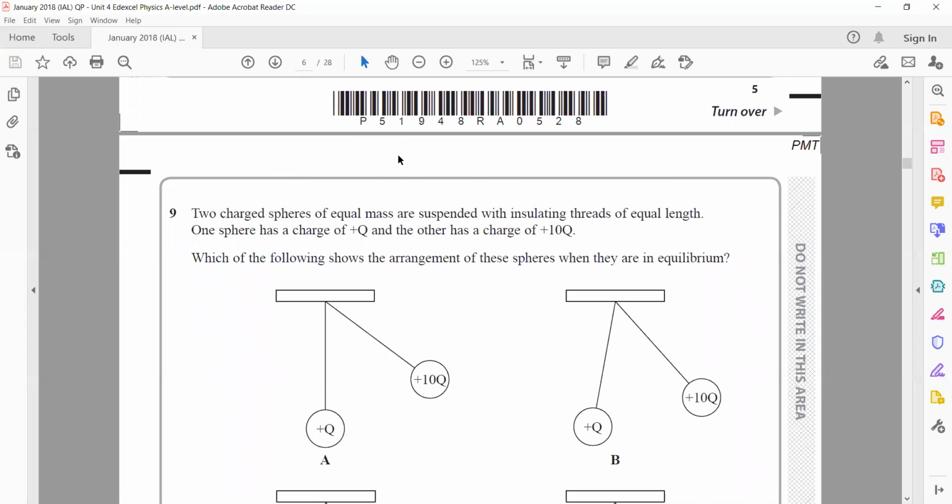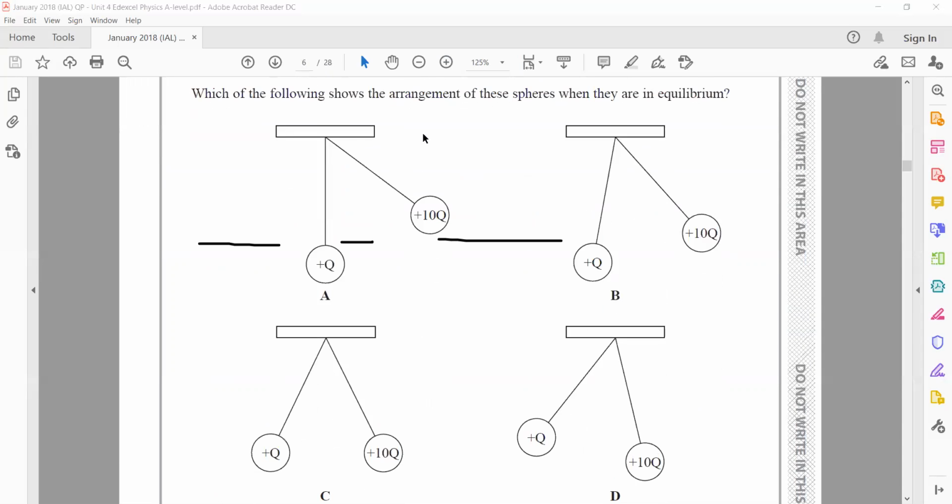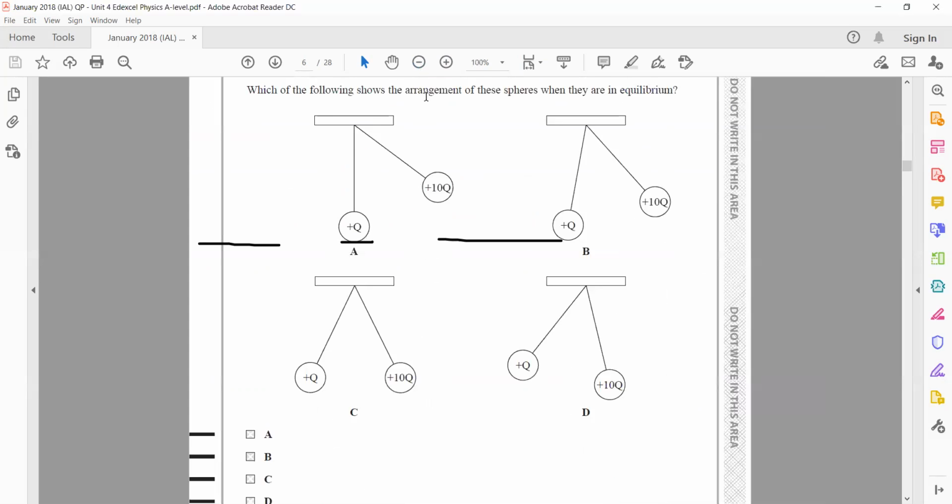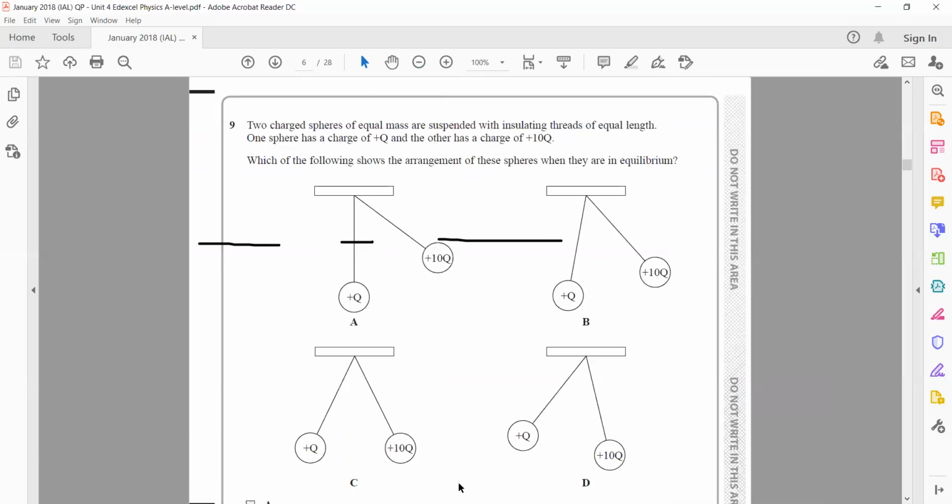Two charged spheres of equal masses, suspended with insulating thread of equal length. One sphere has a charge of Q and the other has a charge 10Q. Which of the following shows the arrangement of the spheres when they are in equilibrium? Means when they balance each other. What is the right answer? A, B, C, or D? Keep in mind they have equal masses.